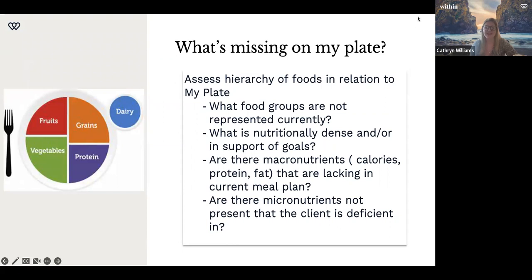What's missing from my plate? So this kind of takes into account where we start thinking about those exposures. So I always really like to take the hierarchy of foods and put it next to this MyPlate visual when I'm thinking about exposures and deciding where do we start. So currently in the client's diet, what food groups are represented, what foods aren't. So this can help figure out what would be most important when it comes to exposures to do first, second, and moving around so that we can really support a client in having a versatile diet.